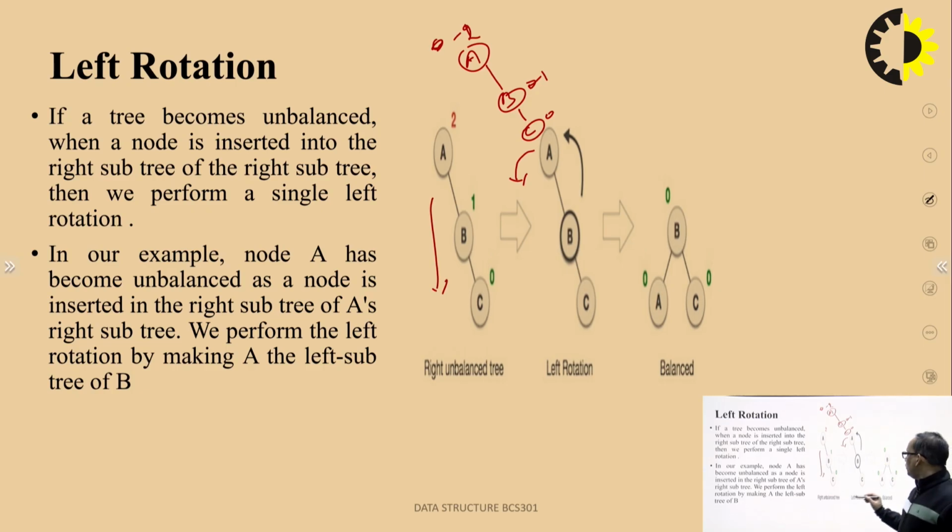After performing the left rotation, A will become the left child of B, C remains the same, and B will be the parent. Now the balance factor of A is 0, the balance factor of C is 0, and the balance factor of B is also 0. So this is a balanced tree. This became unbalanced, and to balance it we need to perform the left rotation. We rotate the tree in the anti-clockwise direction and now it becomes balanced.